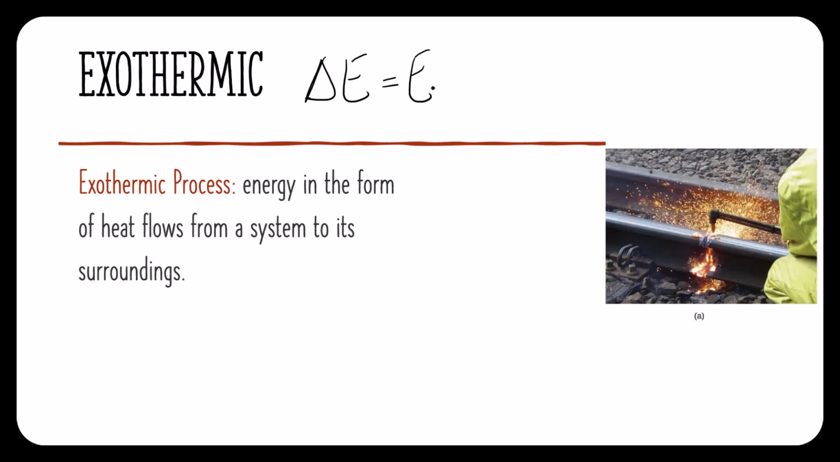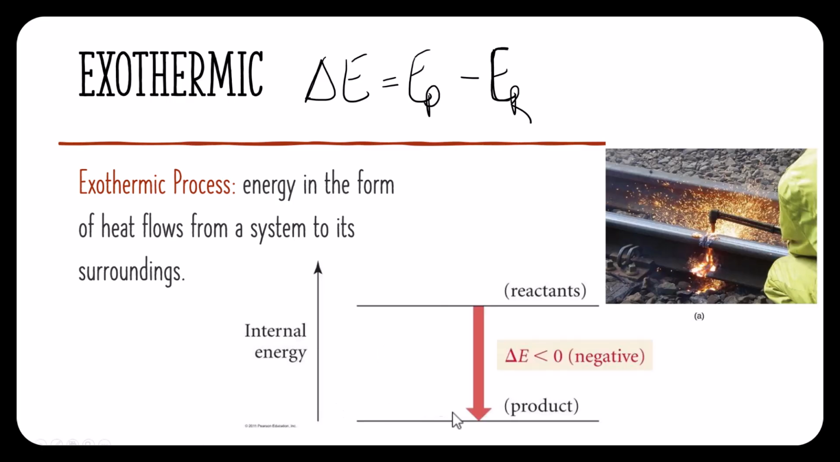We're looking at the energy of the products minus the energy of the reactants. If the difference between the products and reactants is a negative value, we would call that an exothermic process. Energy is exiting the system into the surroundings. It's releasing energy. Energy is exiting: exothermic. So let's take a look at something called an energy diagram.